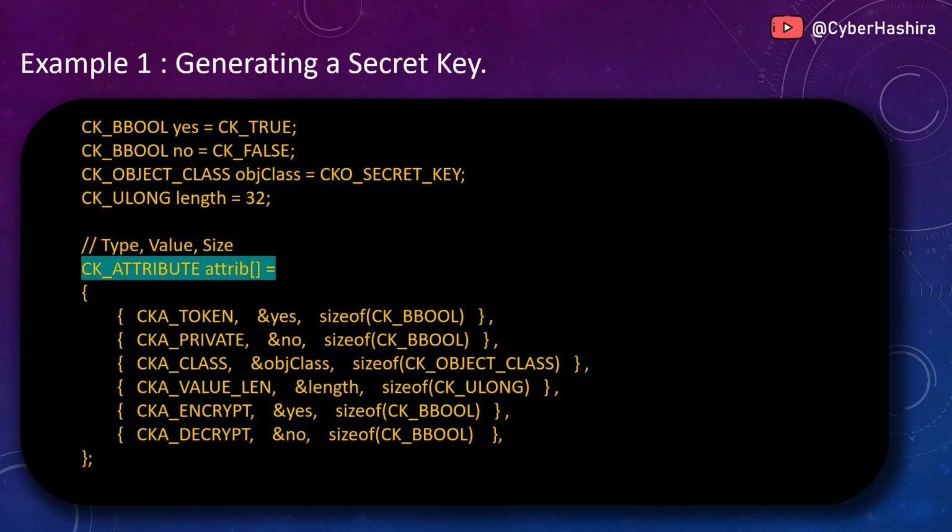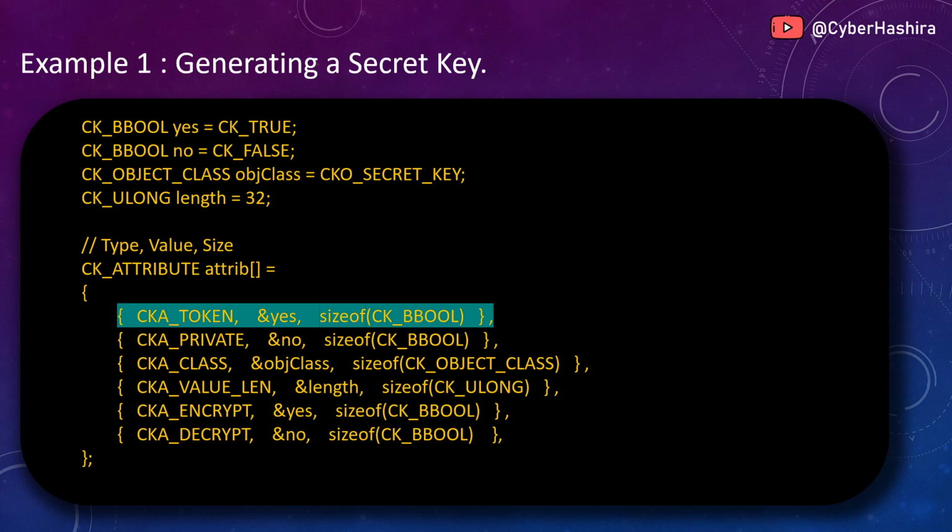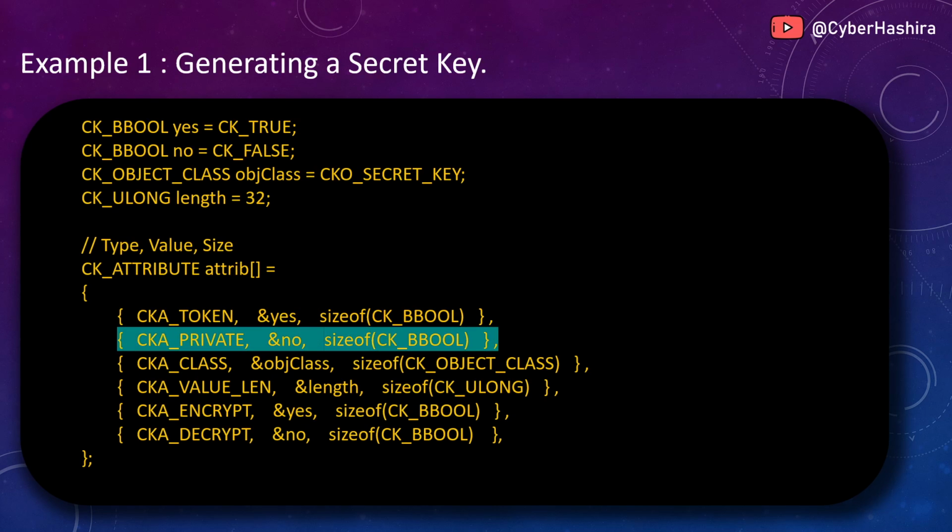There's a variable called attrib. It is of type CK attribute and it is an array. And the first attribute in this array is CKA token. It has a value of yes, which means it's true, and it has a size of CK bbool. This means I want my secret key to persist in the token. The next attribute is CKA private, which has a value of no or CK false. This means I want the secret key to be accessible to a user without requiring authentication.